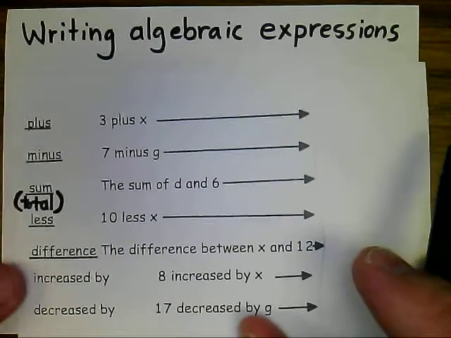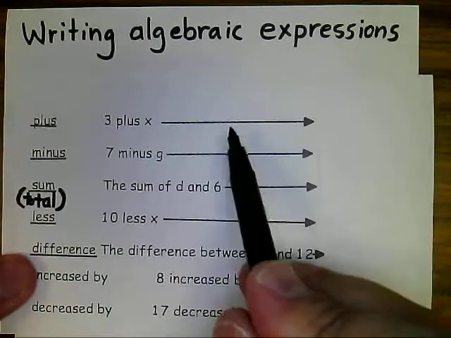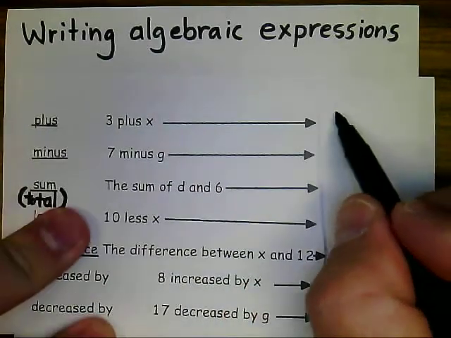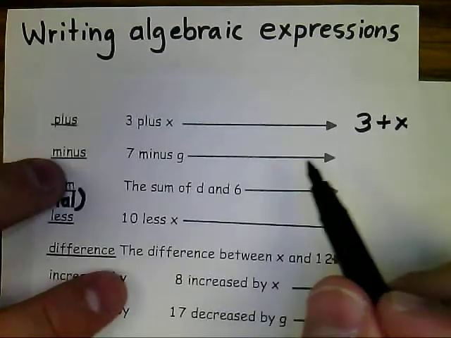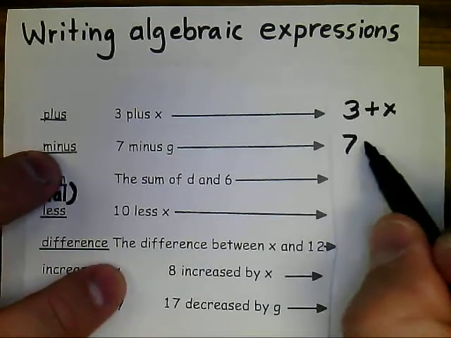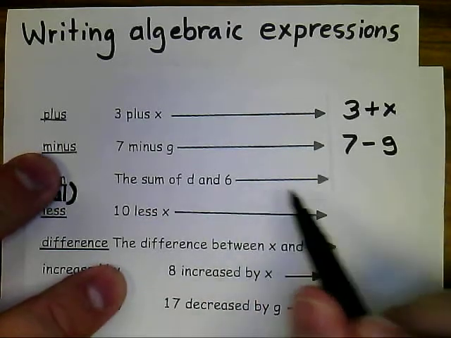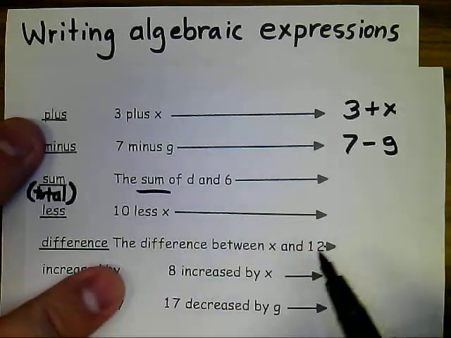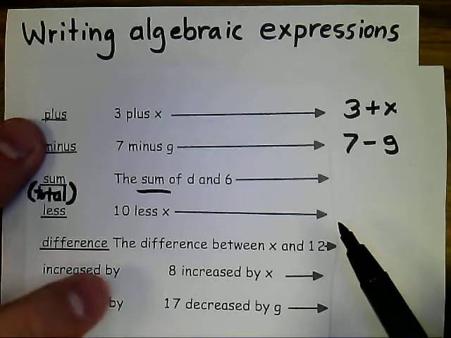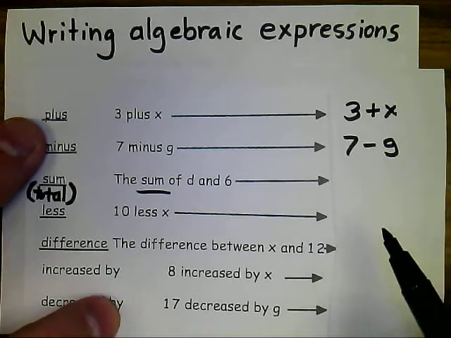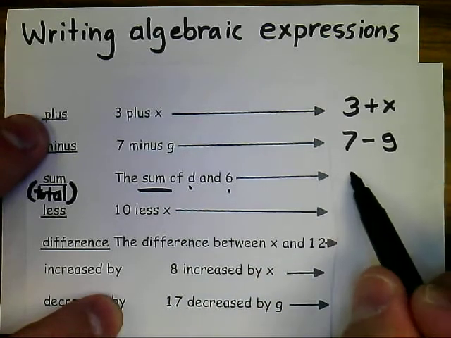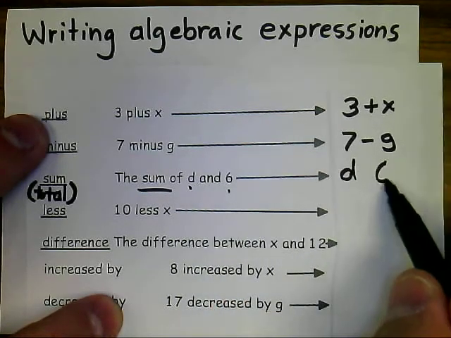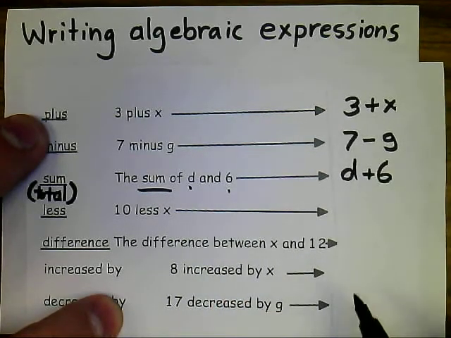We start with the word plus. Obviously, 3 plus x would just translate to 3 plus x. Whereas 7 minus g is 7 minus g. The sum of d and 6: when you use an answer keyword like sum, product, quotient, or difference, the order that it's given is the order you should go. So the first term is d, and the second term is 6, and sum means plus.